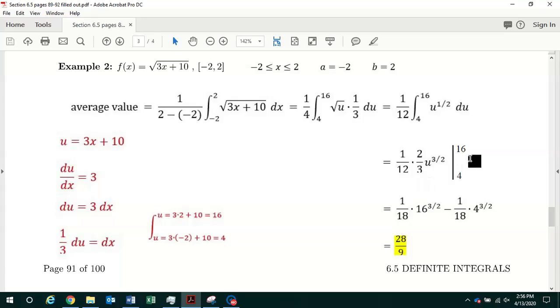So when we put in the upper limit of integration 16 for u, we have 1/18 times 16 to the 3/2, and then we subtract and put in the lower limit of integration for u, and we have minus 1/18 times 4 to the 3/2. When you do that arithmetic, you get 28/9 as the average value of the function f of x from x equals minus 2 to 2. 28/9 is the average value as an improper fraction.